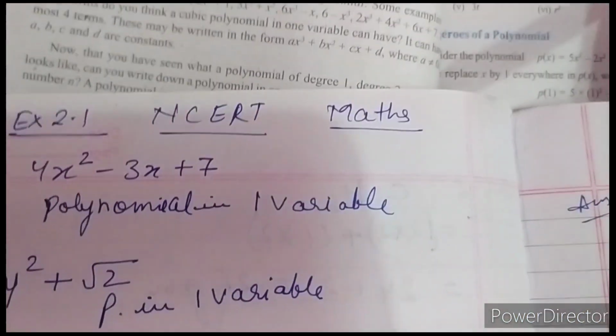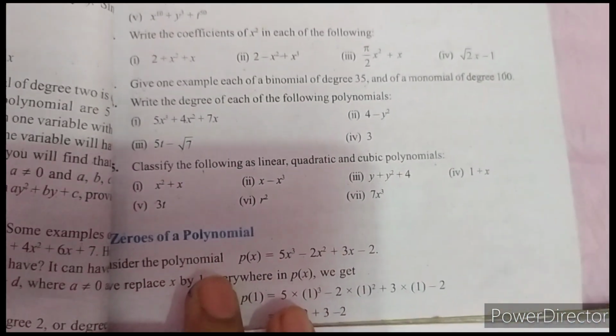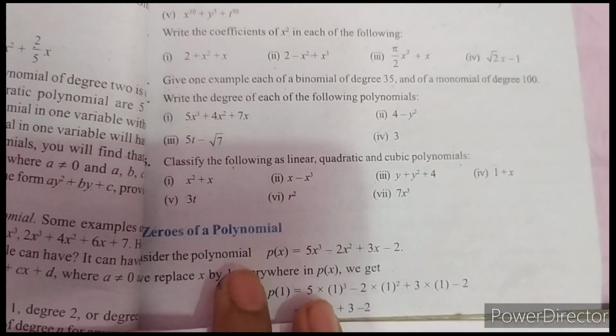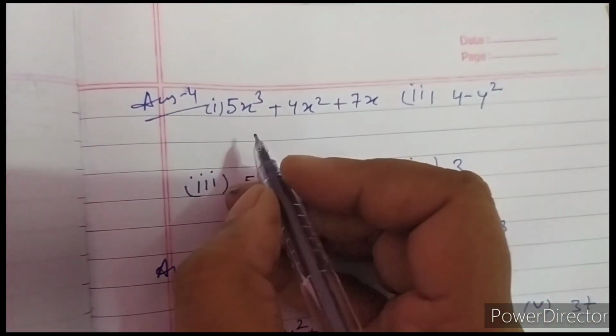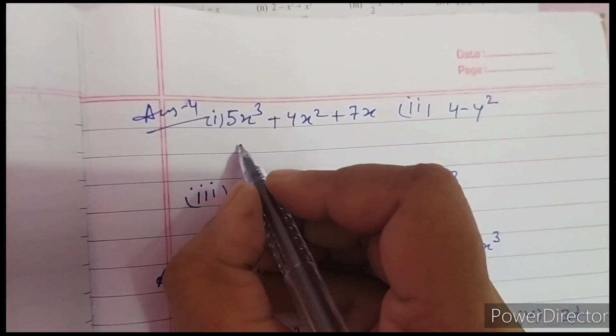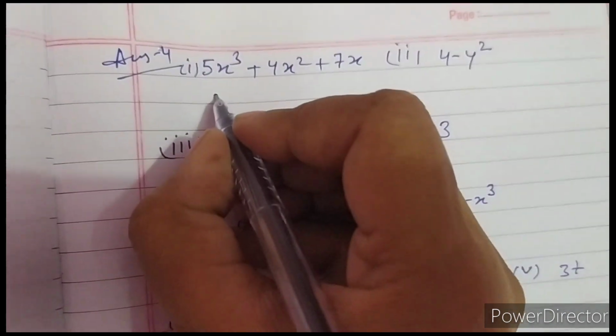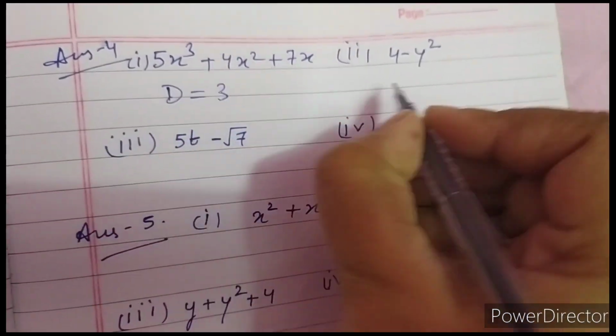Question number 4 is, write the degree of each of the following polynomials. So degree is the maximum power of the variable in the given expression. So let's see here, 5x cube, here the maximum power of x is 3. So here the degree will be equal to 3.